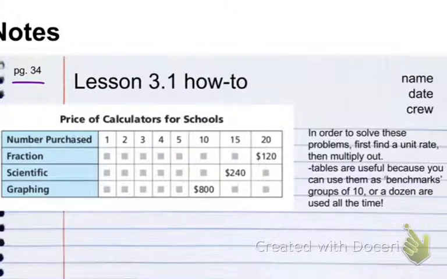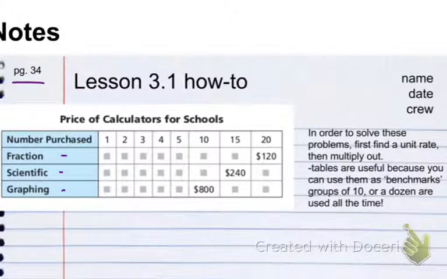We have three different calculators we can purchase for school: fraction calculators, scientific calculators that have tangent, cotangent, all those fun buttons, and graphing calculators, which are super fancy. And we want to make a table. Now there's lots of different ways we can go about this.